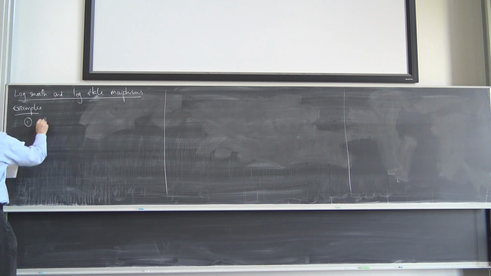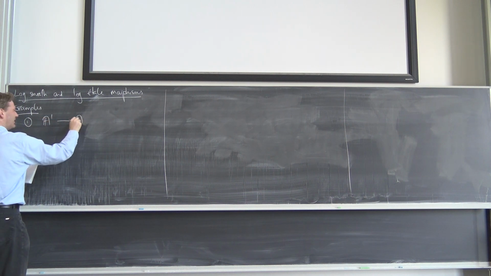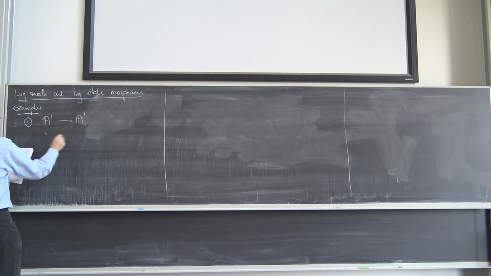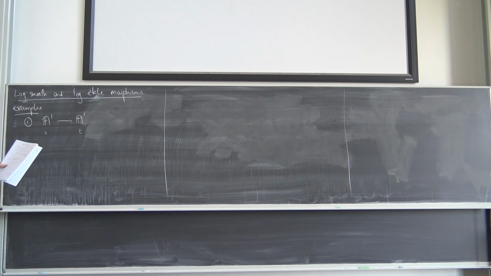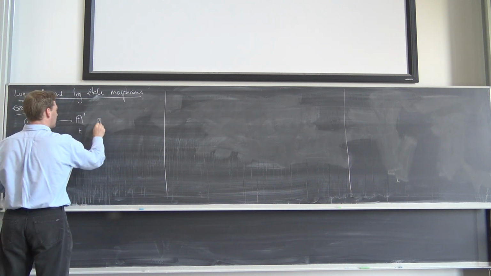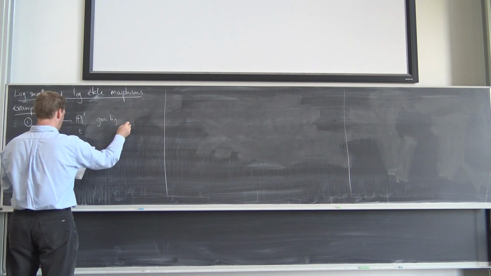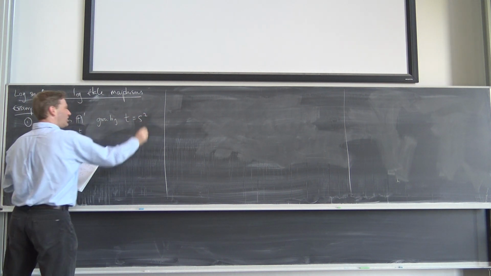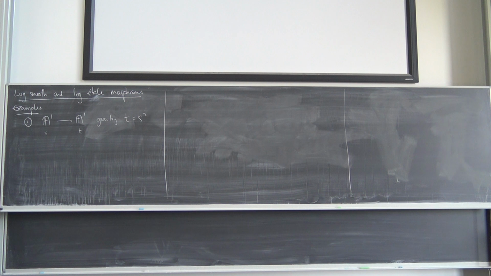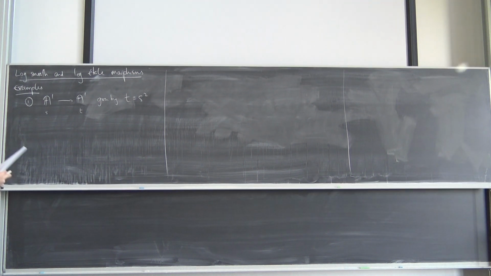So let's take the map from A1 to A1, with coordinates S and T, given by T equals S squared. So the usual double cover map from A1 to A1, of course ramified at 0. If you want to understand whether something's smooth or not, you should look at what it does on differentials. So let's have a look at the sheaves of differentials on these things.